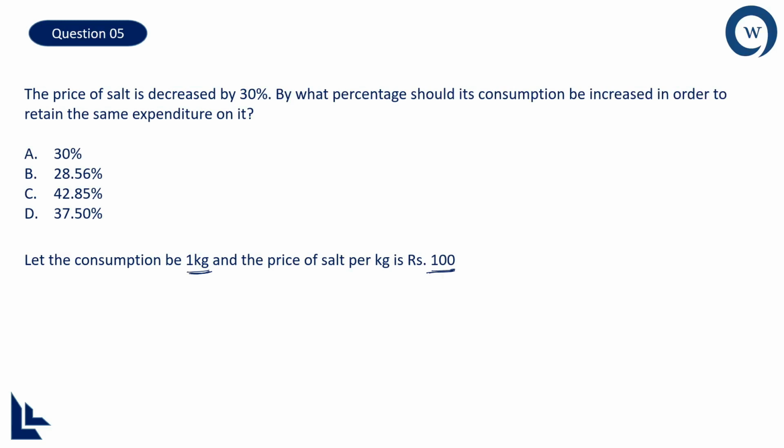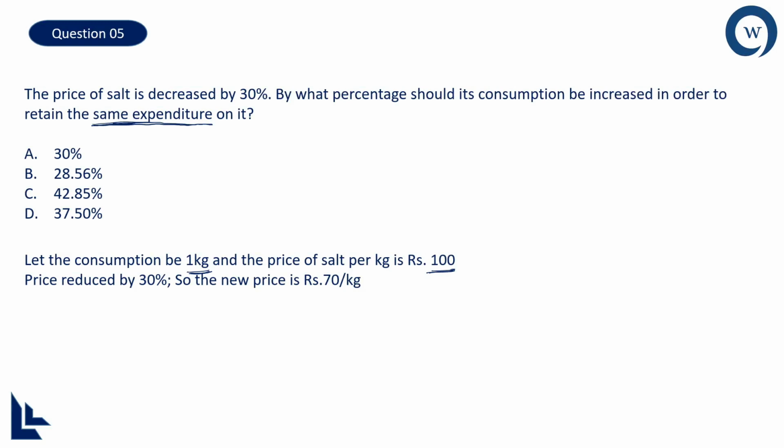Right now, what happened? 30% of the price has been reduced. That means the price of the salt right now is 70 rupees per kg. Now you're getting 1 kg for only 70 rupees. But you don't want to change your expenditure. That means even now you would like to spend 100 rupees on salt. You're not reducing it. Now, if that happens, how much extra salt are you getting in terms of percentage? That is the question. How much more are you consuming?